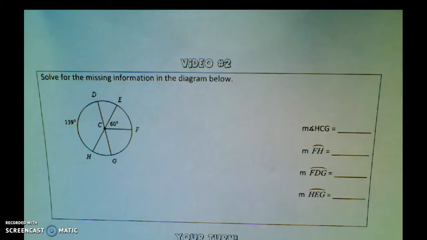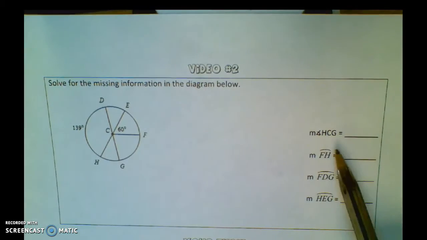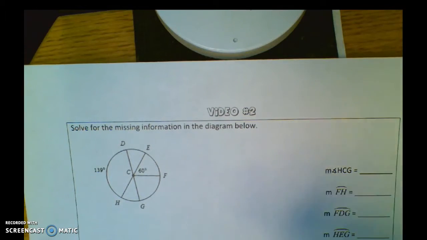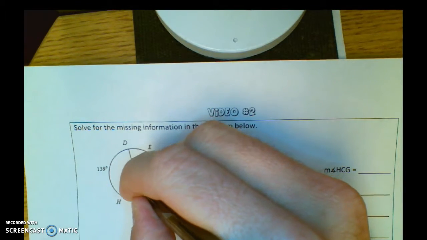Alright, so let's use the diagram to find the missing information in the circle that's pictured below. So the first question asks us to find the measure of angle HCG. So when you're looking at your diagram, HCG is this angle right here.